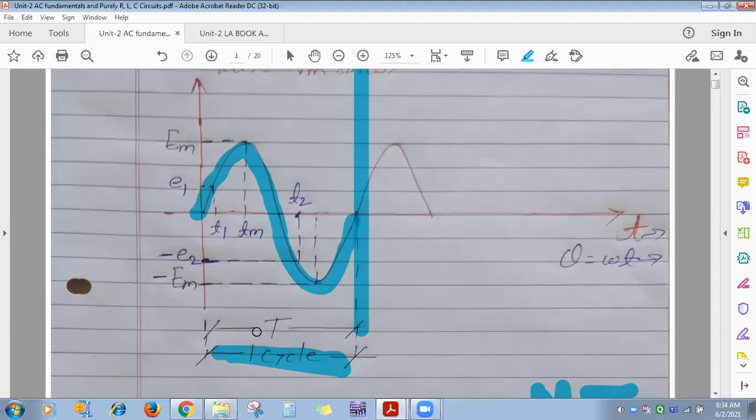Time period is denoted by capital T. The unit is second. Time period is the time taken by an alternating quantity to complete one cycle. It is denoted by capital T, and the unit is a second. And what is the inverse of time period?